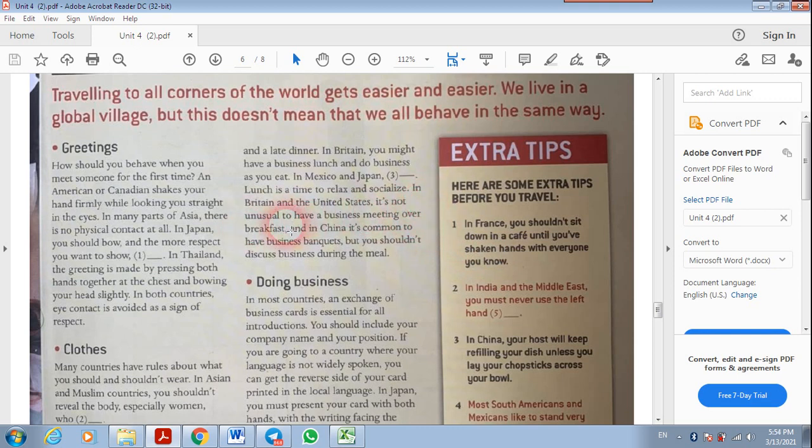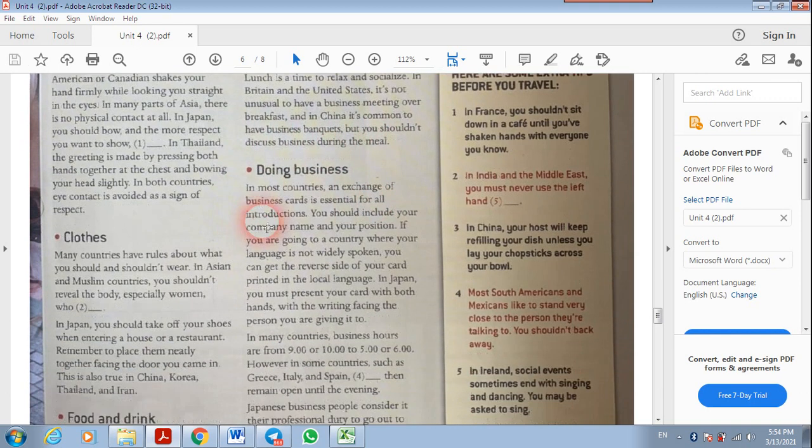هنا over مو معناها فوق. And in China, it's common، هنا معناها شائع. وcommon له هو القانون العرفي اللي يستند للأعراف الشائعة. To have business banquets, but you shouldn't discuss business during the meal.